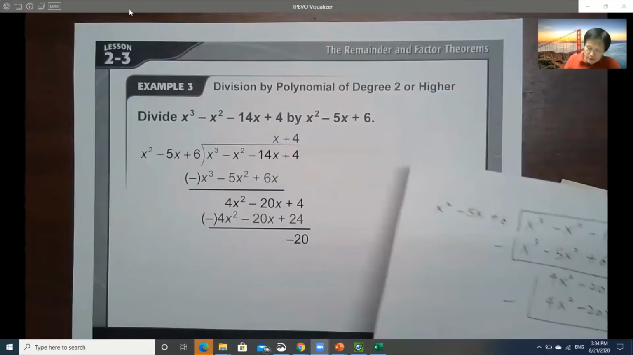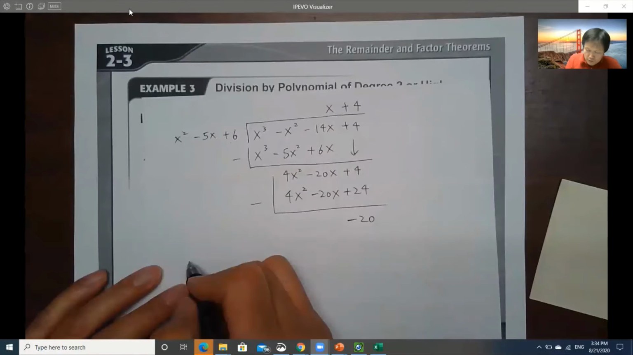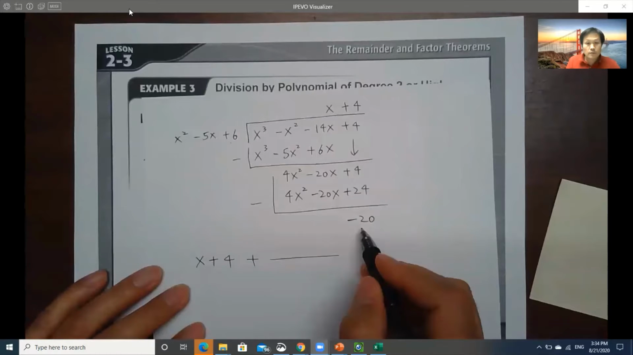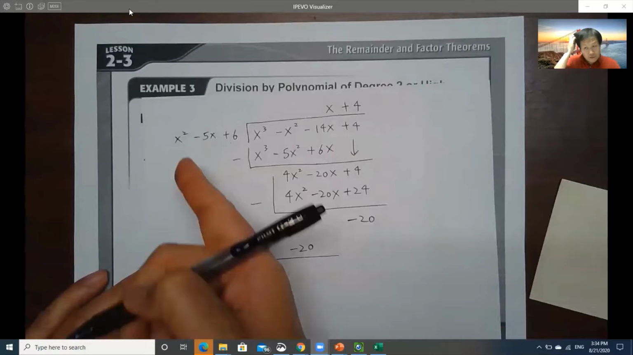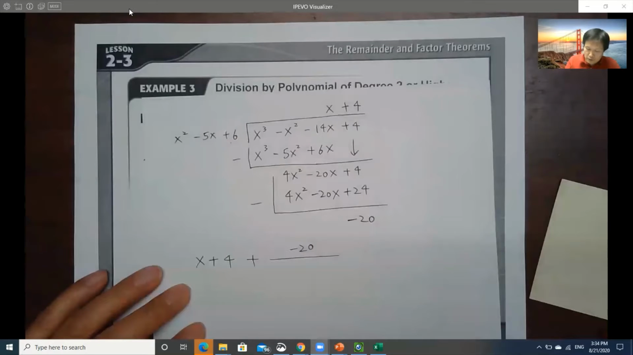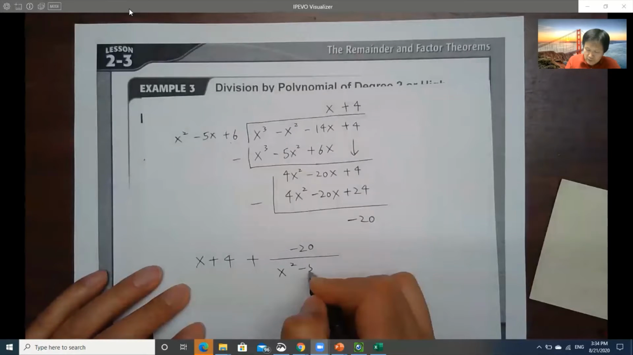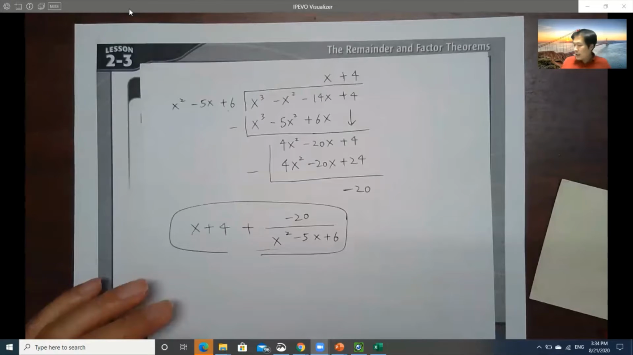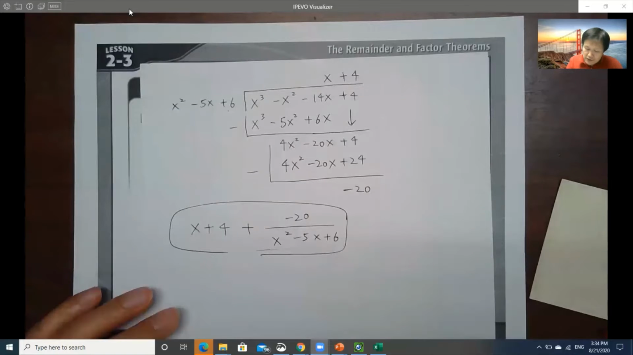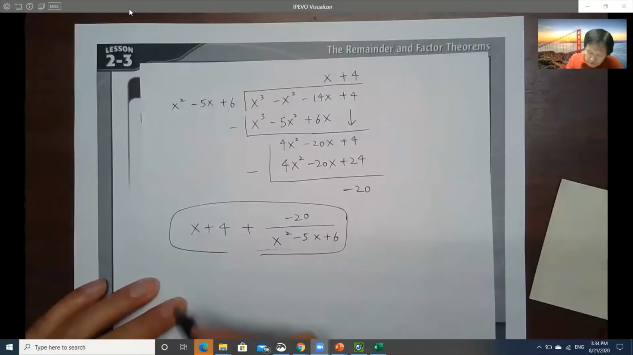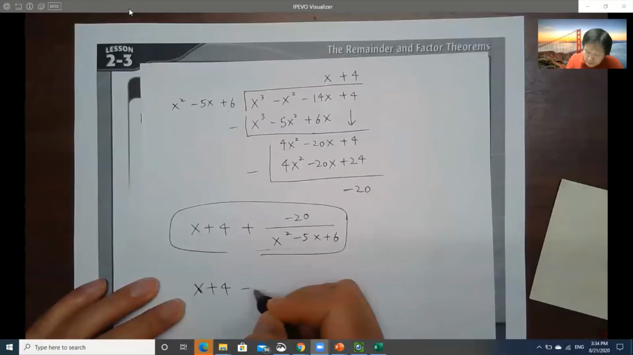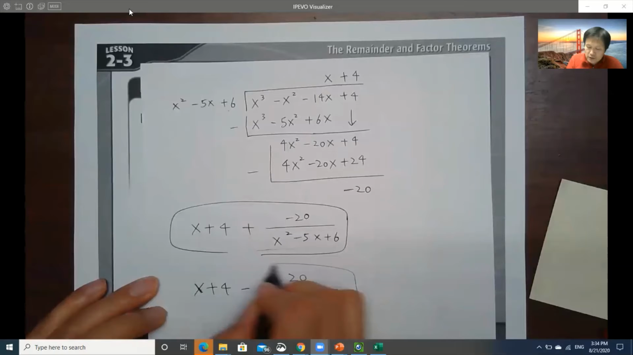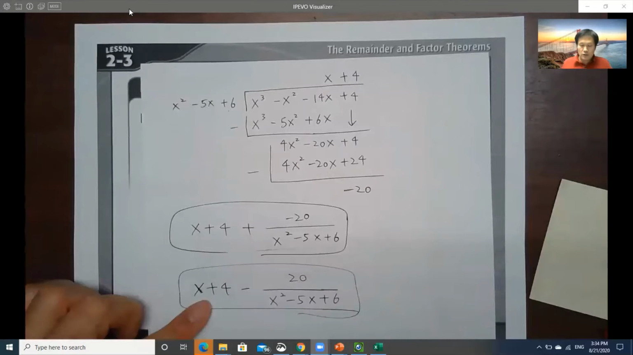How do we write this? Quotient plus remainder over divisor, not the divisor, remainder over divisor. That's how you write the answer. I'm just pointing it out. This minus, you can bring it up like that. That's okay writing. That's also okay.